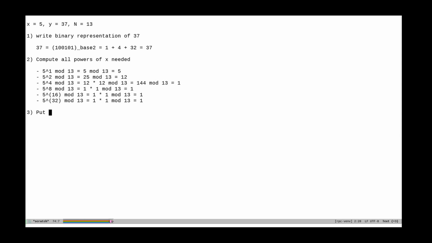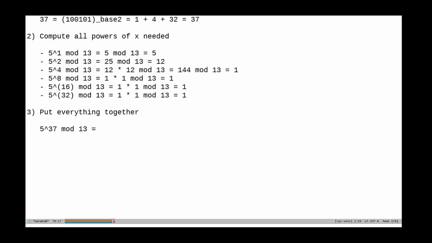And then finally, we put everything together. 5 to the 37 mod 13: first I write the exponent as a sum of powers of 2. I remember the modulus. Then I split the numbers in the exponent. Here I can also put the modulus within the operation, to reduce further the cost of the multiplication, because the modulus can be put inside.